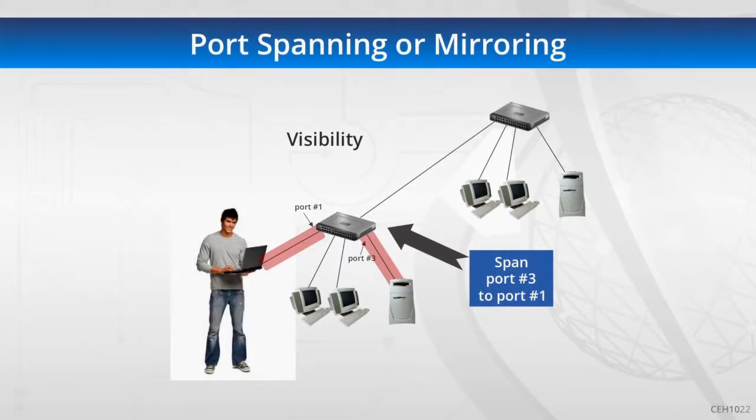So what we want to do is figure out another way to do this. We don't want to corrupt the switch, so what we'll do is port spanning or mirroring. We go to the switch itself and we say, all of the traffic that is flowing across all of these ports, we want you to copy all of that to this port over here and give us all that data.